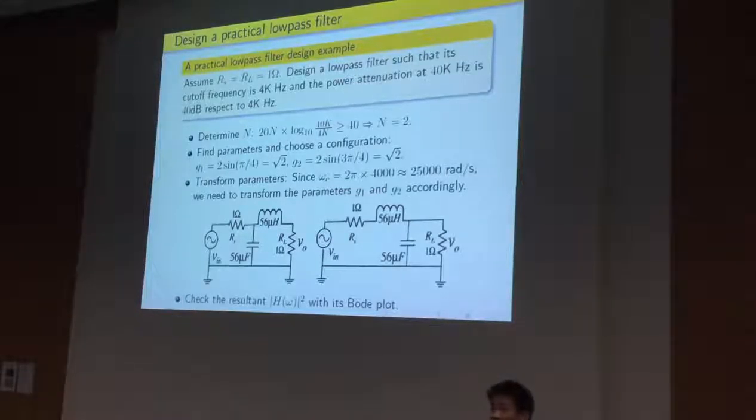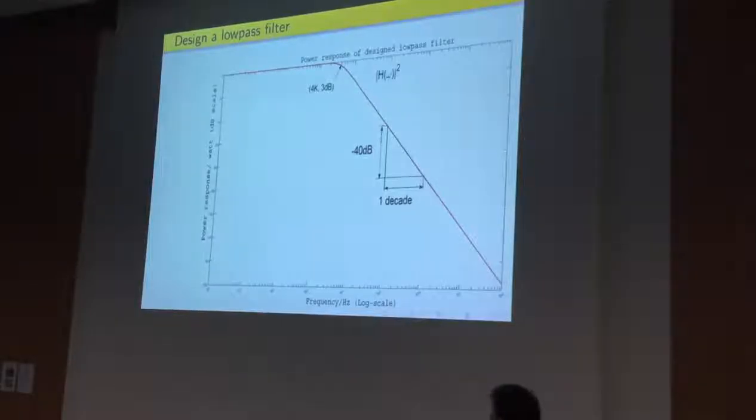So next step, we need to verify. I plot the power transfer function, this one. And then I can see that its cutoff frequency, corresponding to 3 dB at this point, is 4 kHz. Then in the linear region, from this point to this point is 1 decade away. I think your notes are clearer because when projected to here, it becomes blurred. And this point, the corresponding frequency is 4 kHz.